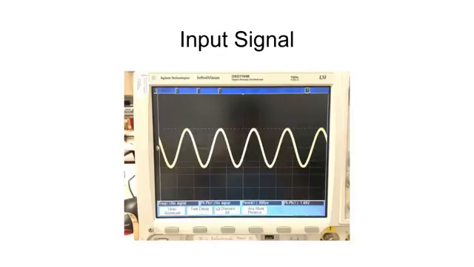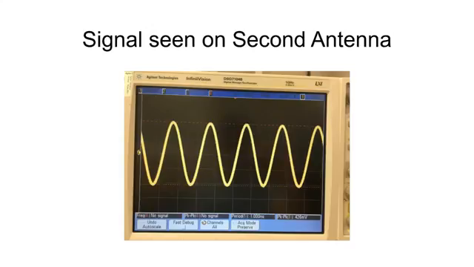the frequency of this is 1 gigahertz. It is arranged like that, and the signal seen on the second antenna is this, and you can see it's about 400 millivolts, and as you can see, there is a loss of more than 10 dB, and this is our aim.